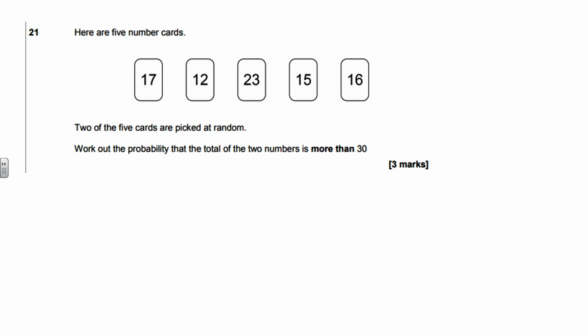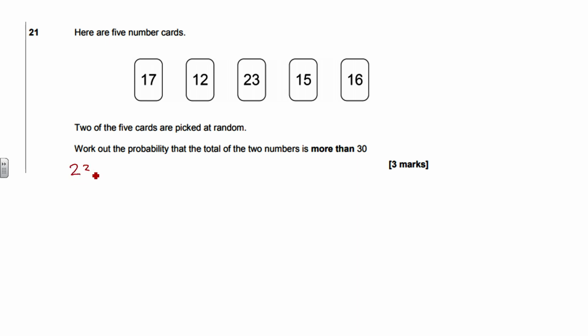Right, next question, 21. Here are 5 numbered cards. 2 of the 5 cards are picked at random. Work out the probability that the total of the two numbers is more than 30. So I think this is just a listing problem. If I tried to do it by some other method, I think it would get a bit ugly because there's so many different combinations of cards and orders that we could consider.